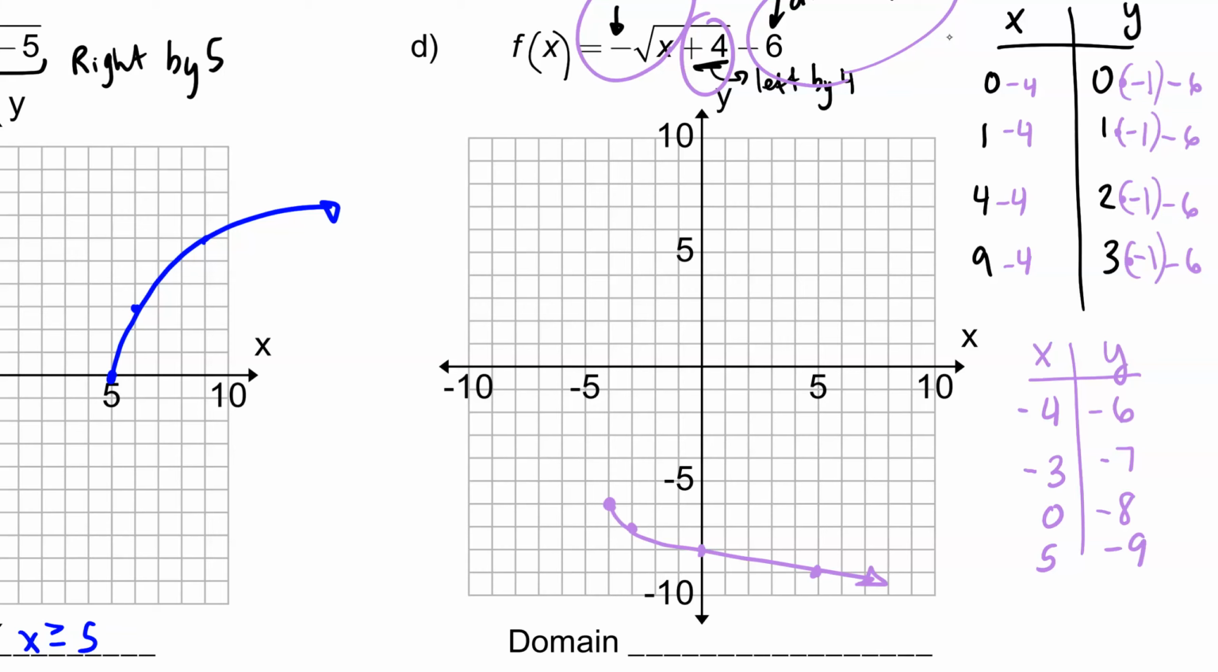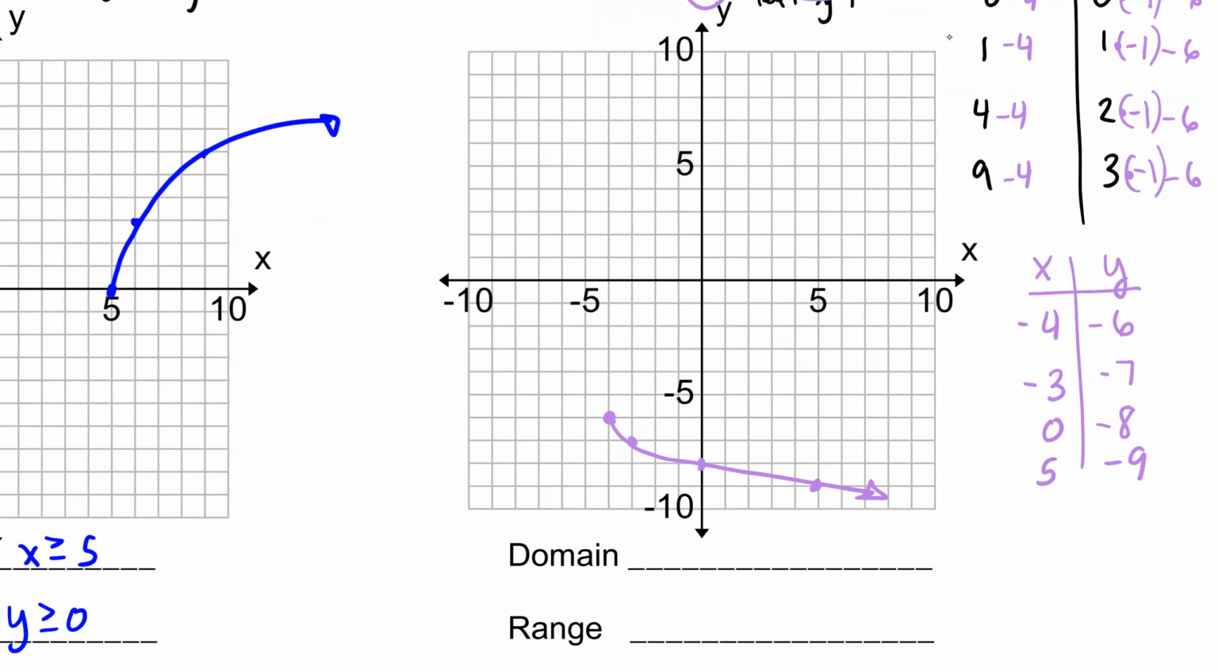Think about the domain. Think about our x values. Which x values do we have? Who haven't I heard from today? Eli, I think I heard from you, but what's the domain here? X is greater than or equal to -4. Beautiful. Right, because -4 is the smallest x value and everything's bigger. So let's go further.